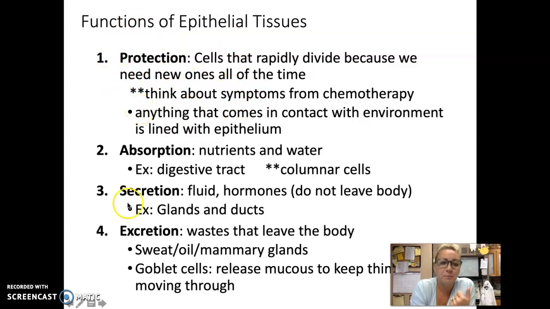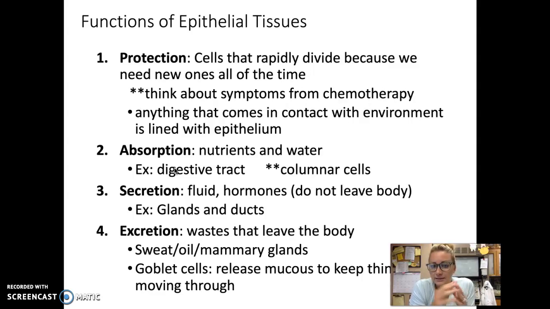Okay, so anything that comes into contact with the environment is going to be lined with epithelium. So within your lungs, within your whole gut tube, so not just the stomach, the rest of it as well. Like the little membranes of your eyes and stuff like that. Okay, other functions, absorption. So within your digestive tract, we'll have epithelial cells that absorb the nutrients into your body. Secretion in your glands and ducts.